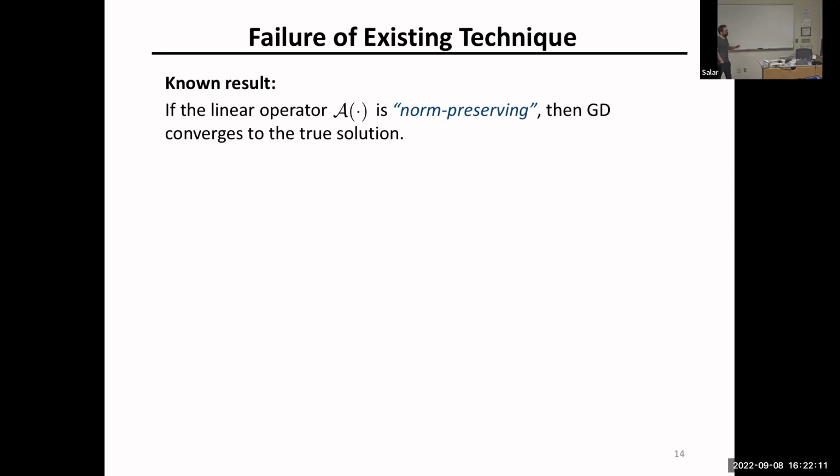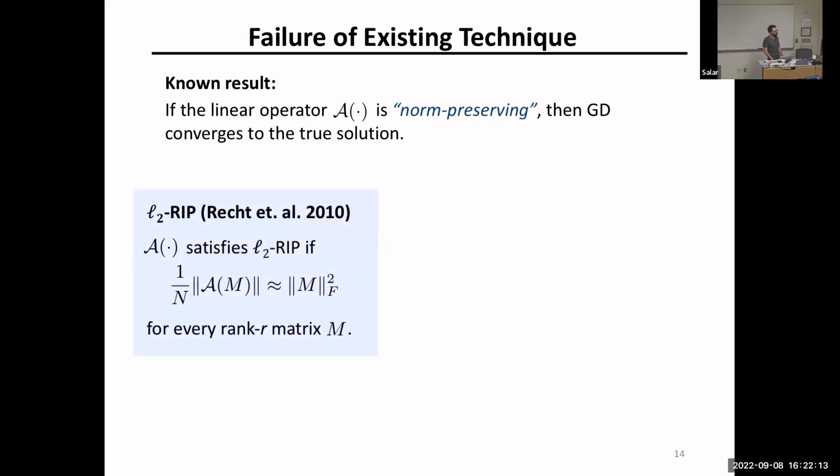One special case of this norm preserving property is the famous L2 restricted isometry property, or L2 RIP, which basically says that the linear measurements should be nearly isotropic for any rank R matrix M.